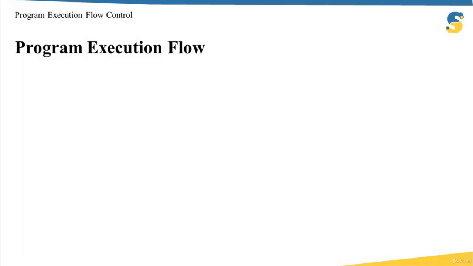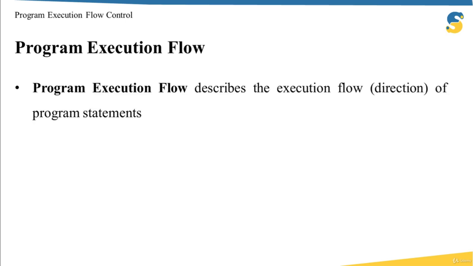First of all, let's start by defining what program execution flow is. Program execution flow describes the execution flow or direction of program statements. In other words, when you want to run your program, which statement is going to be executed first and which statement is going to be executed second, and so on. And this answer comes from program execution flow.